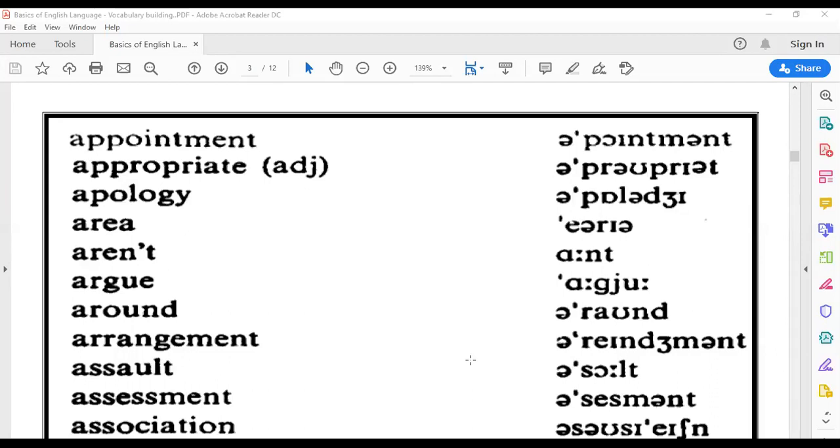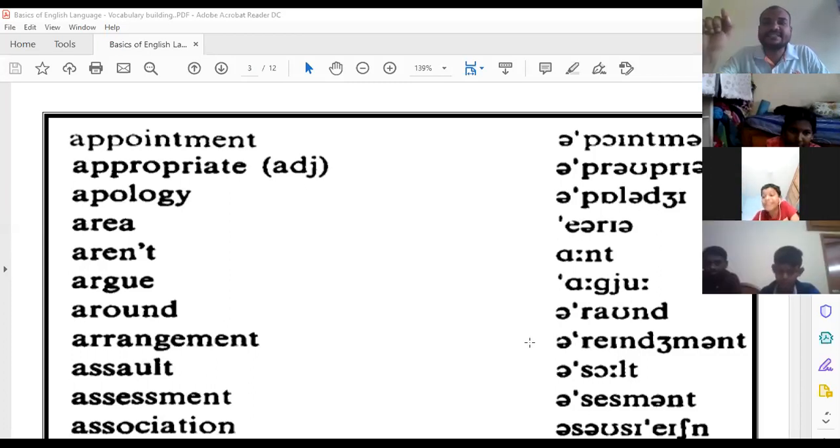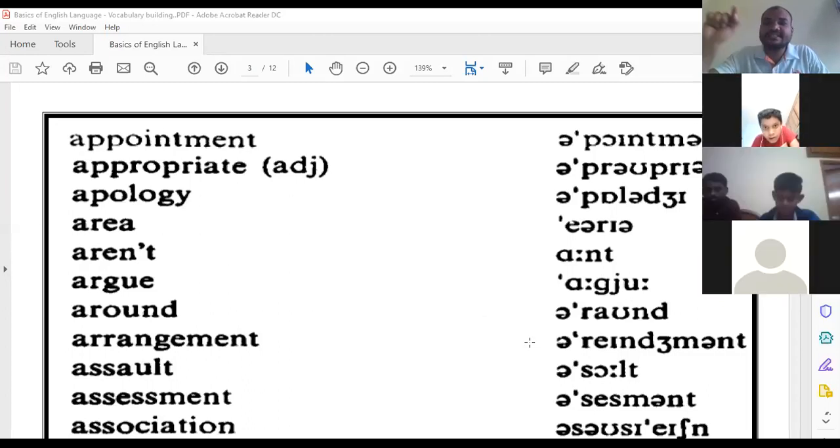Assessment. One by one. Whatever words I'm giving, just pronounce them. Don't worry. Right? Assault. Pronounce it. Very good. Now, assessment. Not assessment. Assessment. Very good. Next.